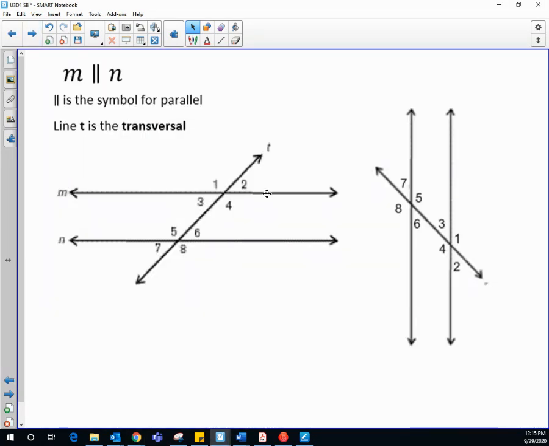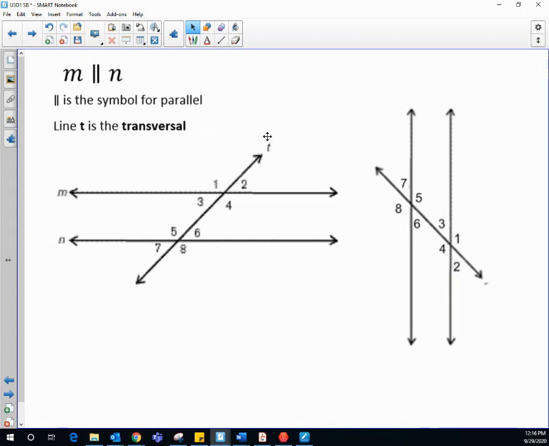So just a refresher, the parallel lines are two lines that never intersect. They are represented by the symbol that looks like two vertical parallel lines. And so this statement says M is parallel to N, which means line M is parallel to line N, which we can see in this picture.